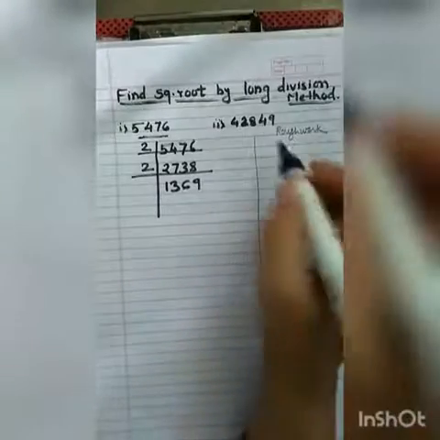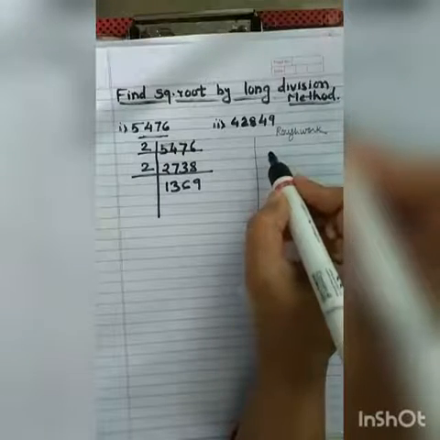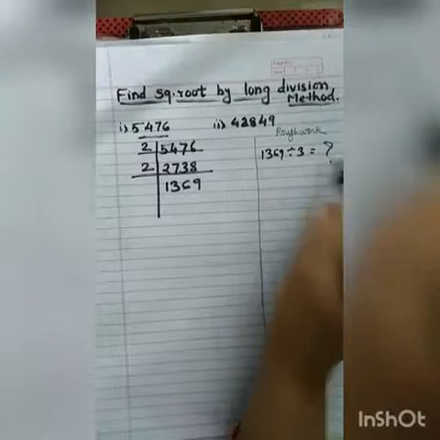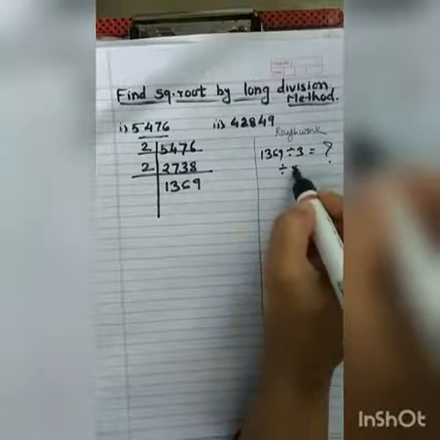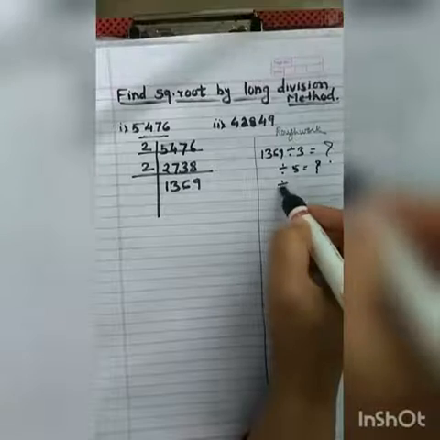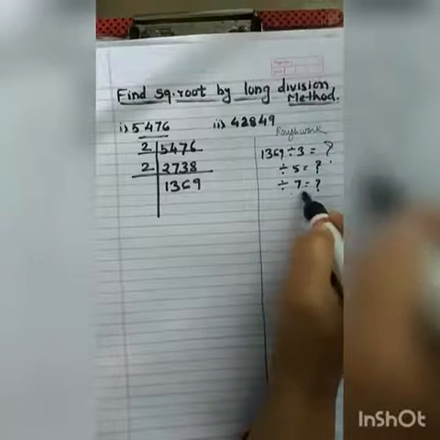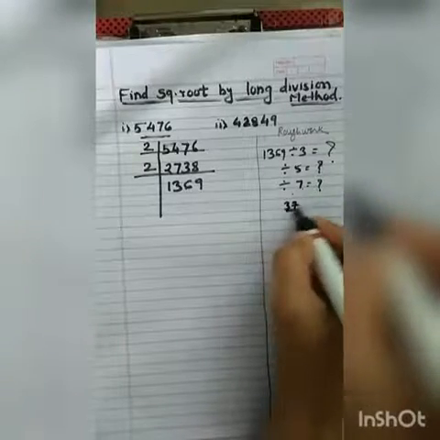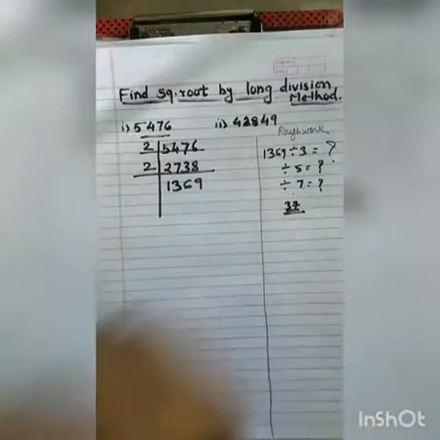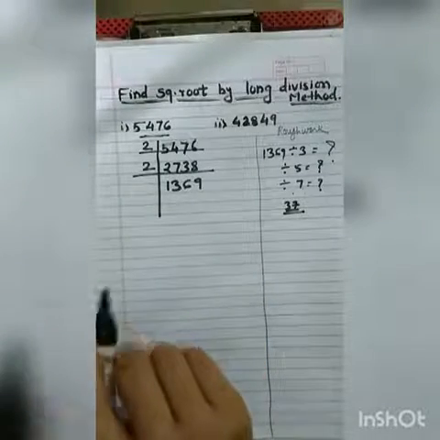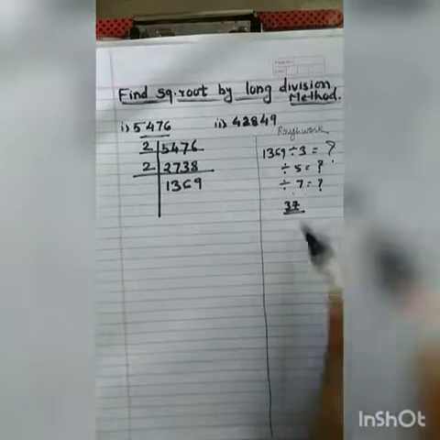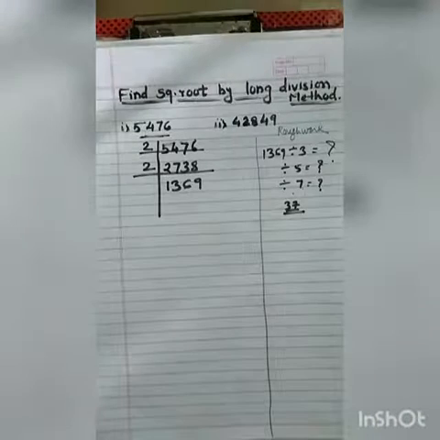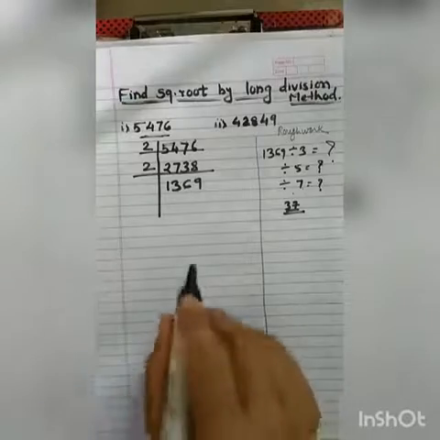Now 1, 3, 6, 9. When you divide by 3, you will not get the answer. Divide by 5, you will not get it. Divide by 7, you will not get it. When you move till 37, then you will find the factor of 1369. Isn't it difficult that we have to divide this number up till 37? It is quite difficult and long.